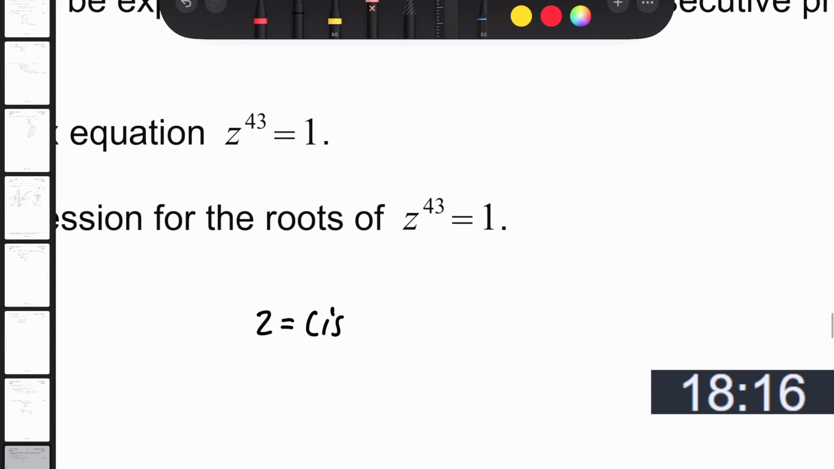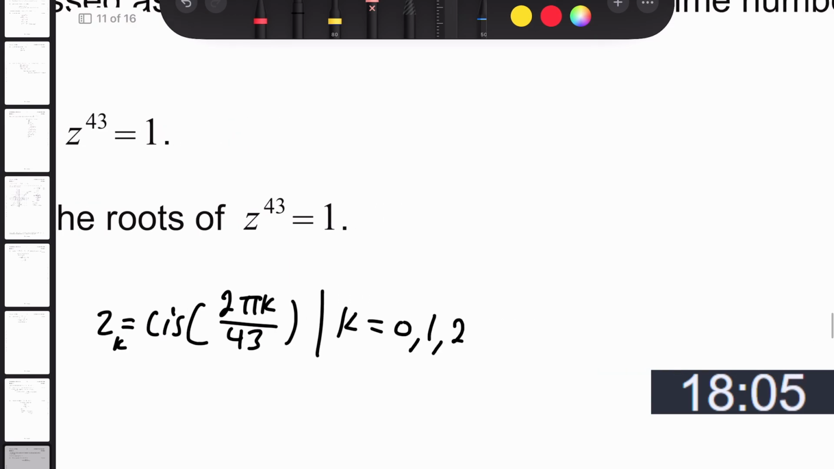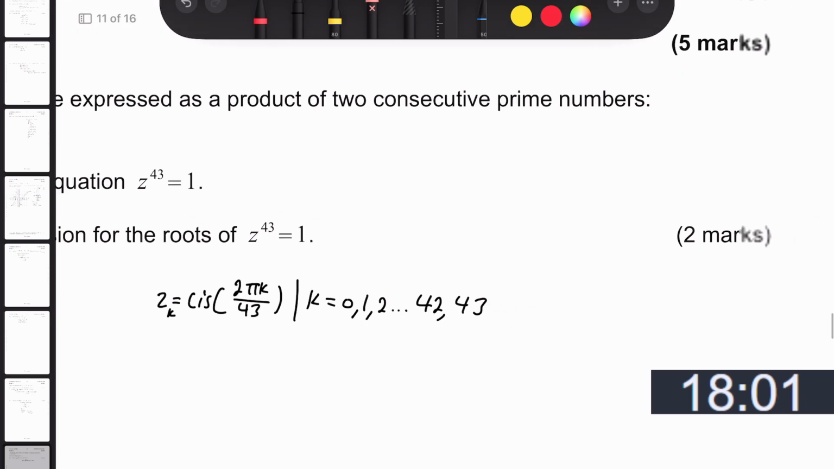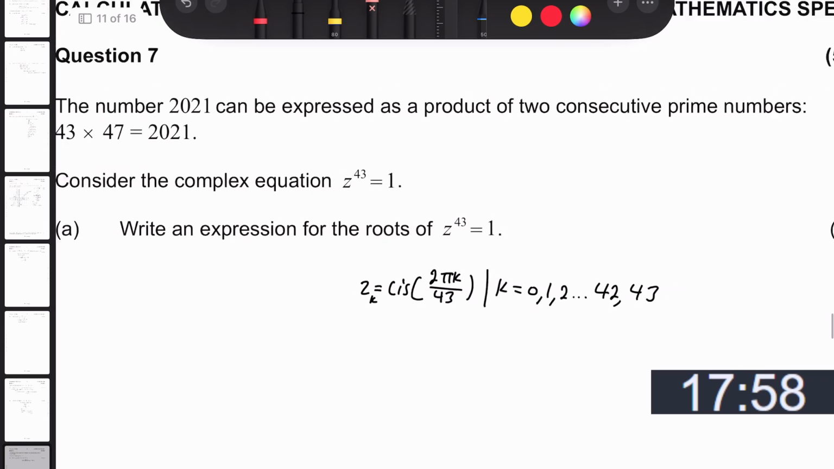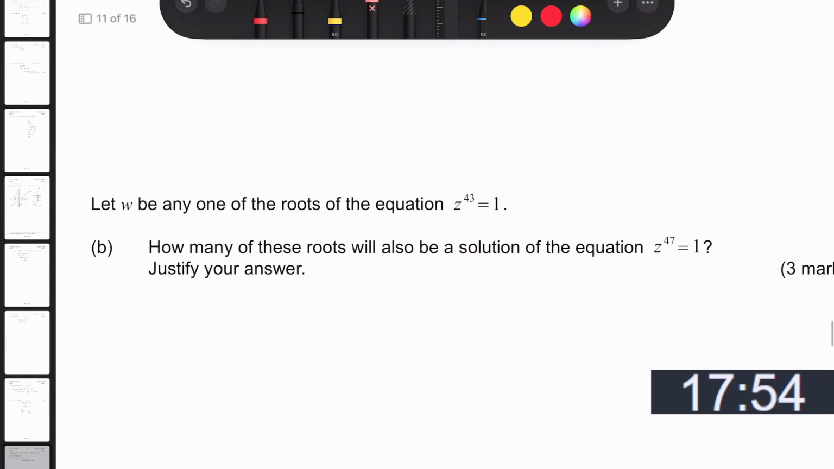z is equal to cis of 2 pi k on 43, given that k is equal to 0, 1, 2, ... 42, 43. Let w be any one of the roots. How many of these roots will also be a solution to the equation z to the 47 equals 1?